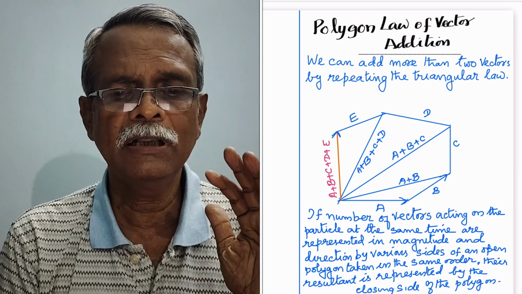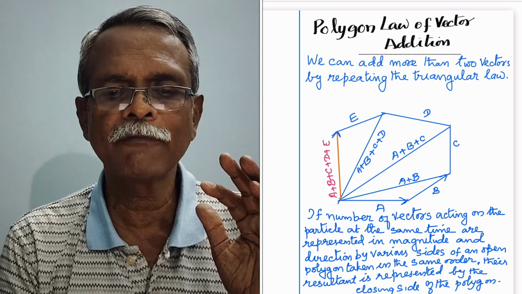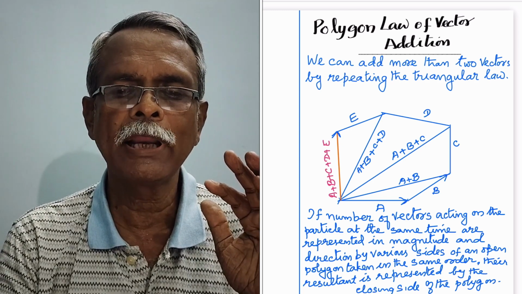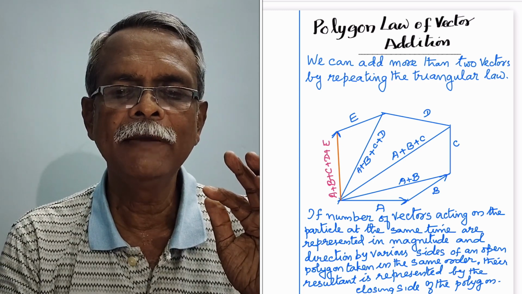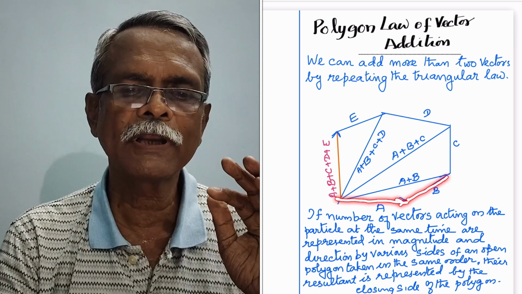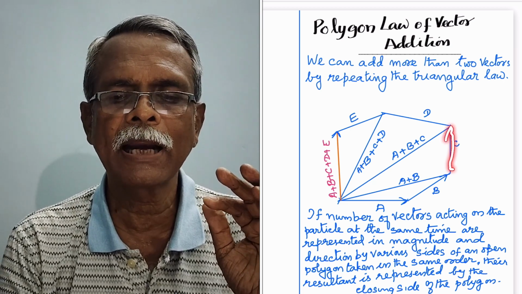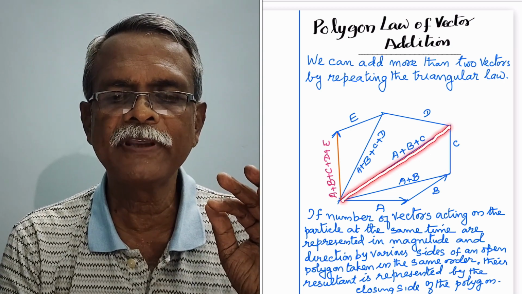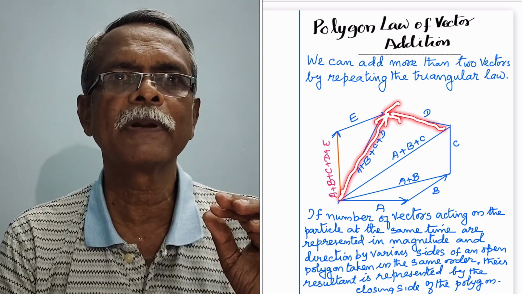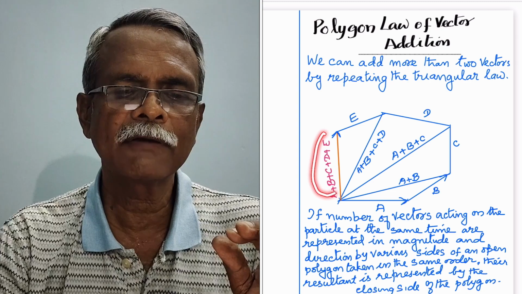Here I have given the diagram. This vector is A, this vector is B. Those two added together will give you A plus B. This vector is C, and those two added together will give you A plus B plus C. This vector is D, and you add with that, you will get A plus B plus C plus D. This vector is E, then A plus B plus C plus D plus E. Therefore, A and B are added together to get A plus B. A plus B and C added together to get A plus B plus C. A plus B plus C and D added together to get A plus B plus C plus D. And finally, that and vector E added together to get the final resultant. Therefore, this is the final resultant.